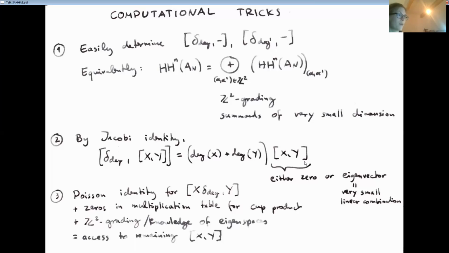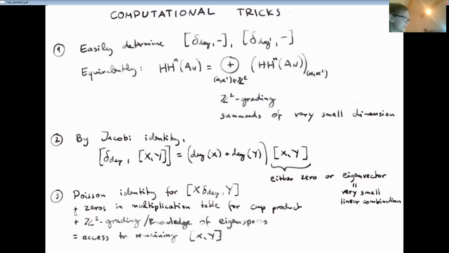And so either we are in the situation that we already computed everything, because it's 0, or we just have to check again a very small linear combination. Now that we know in which degree the Gerstenhaber bracket has to live, we just need to check the corresponding homogeneous component for some general linear combination, and then check whether we can compute the coefficients in this very small linear combination.